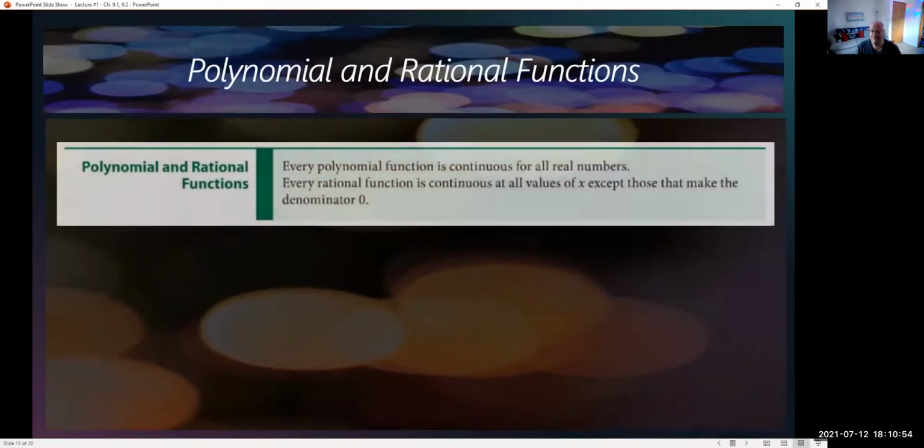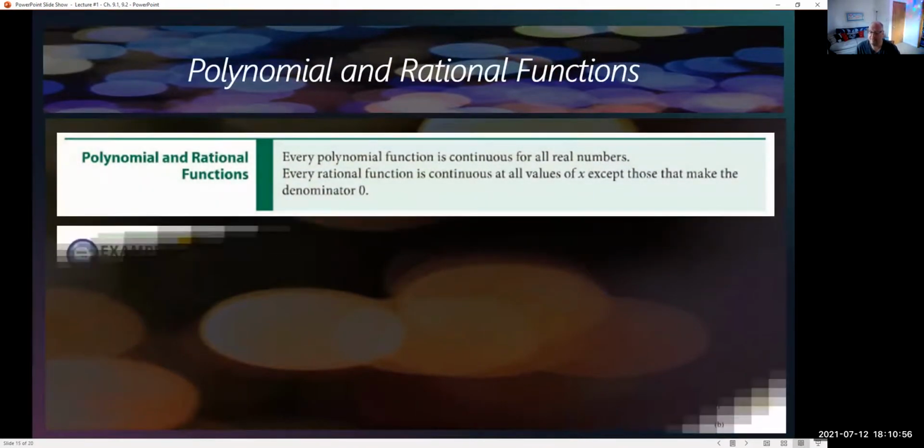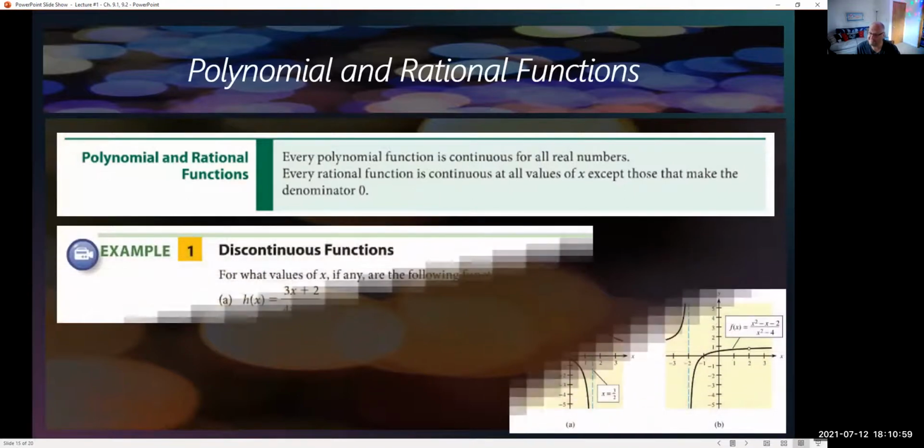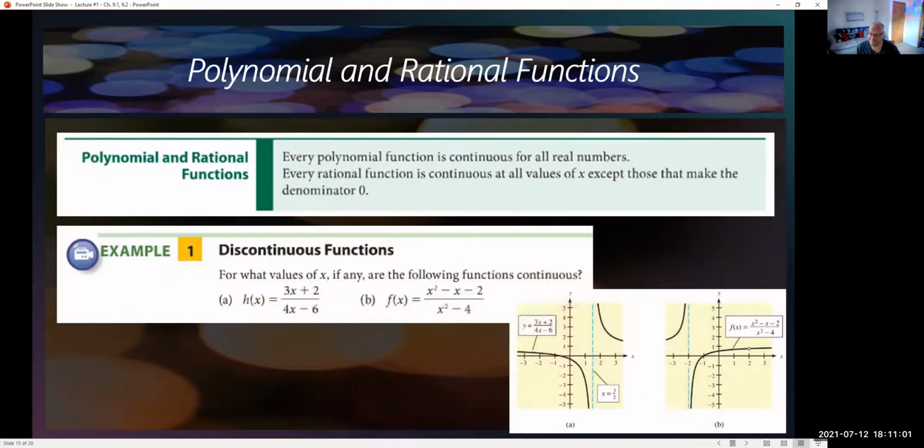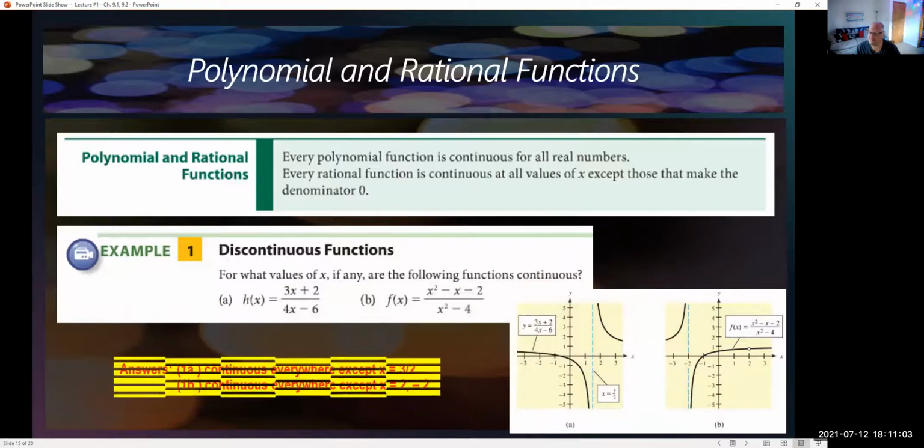Okay, so every polynomial function is continuous for all real numbers. Now, we already discussed what a polynomial function is. It's one that doesn't look rational. It's just a string of terms with exponents. Every polynomial function is continuous for all real numbers. So for example, y equals 5x squared minus, with all exponents. It's just a line that looks like this.